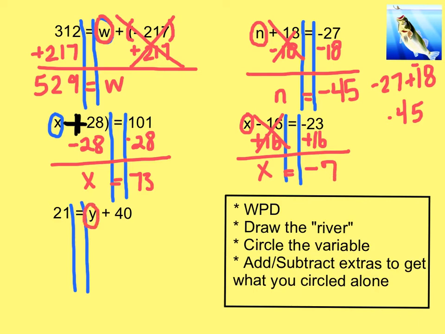And then lastly, here's our variable. So we need to get rid of the plus 40. So we're going to do minus 40 on both sides. So y is equal to negative 19. All right, nice job. Let's move on.